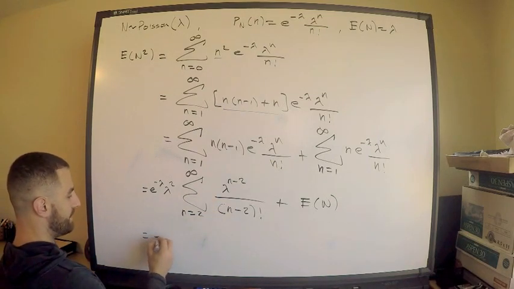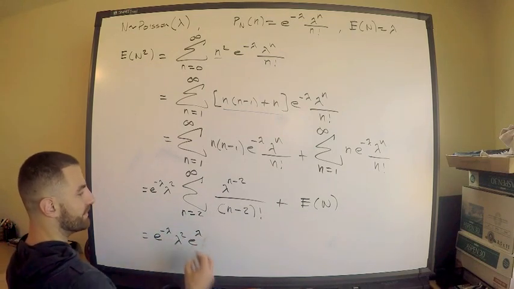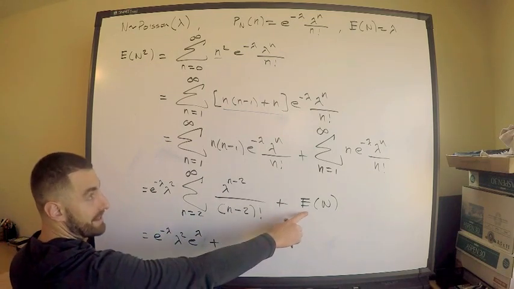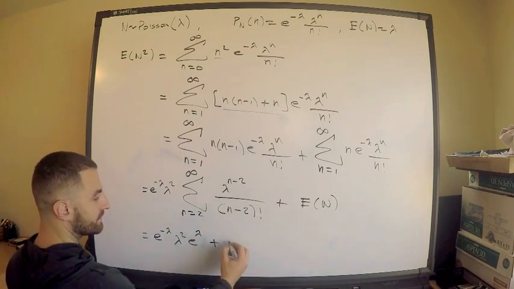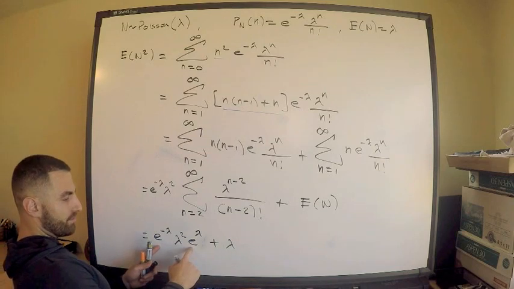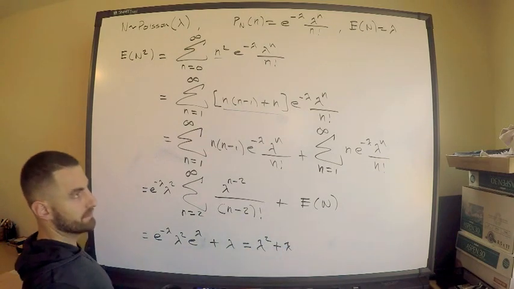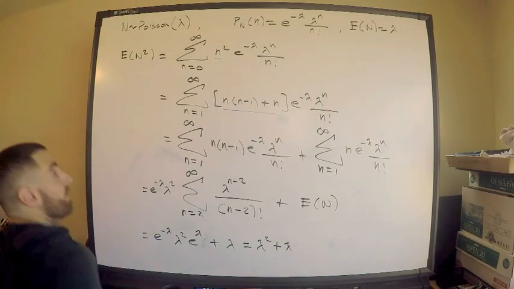So this is equal to e to the negative lambda, lambda squared, e to the lambda, plus the expected value of n, which we already know is lambda. E to the negative lambda times e to the lambda is 1, so this is equal to lambda squared plus lambda. Alright, so there's my second moment.